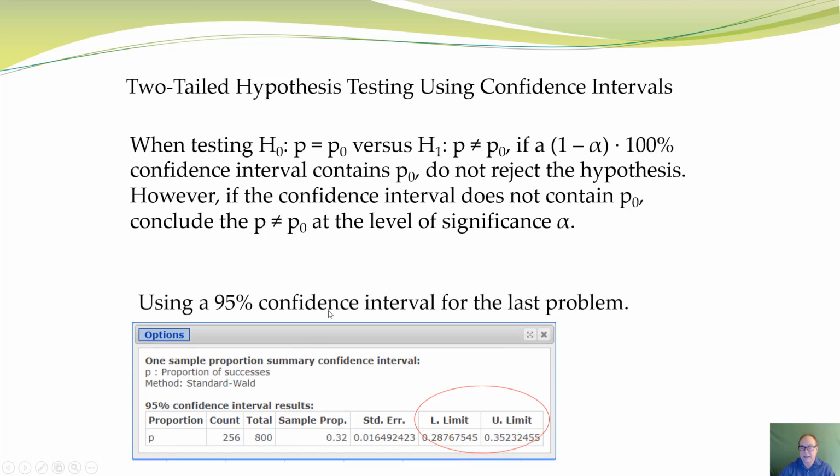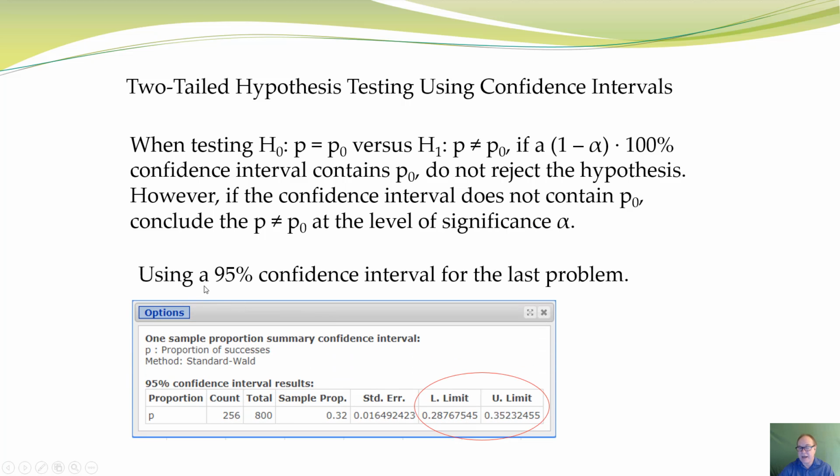So let's look at this. If I ran a 95% confidence interval for the last problem, you would get the lower limit here and the upper limit here. What was our p naught value? Our p naught value was 0.52, 52%. Well, is 0.52 from here to here? No, it's outside of this interval. Since it's not in the interval, you reject H naught. Isn't that what we found before?